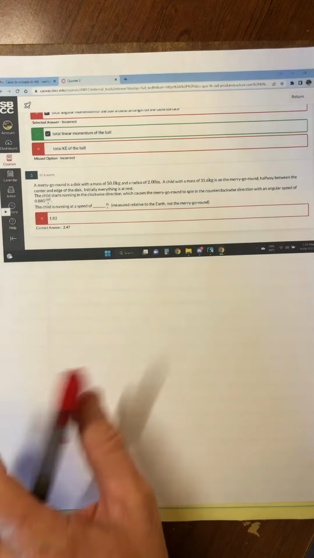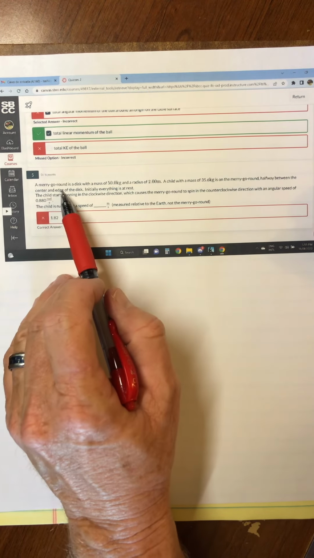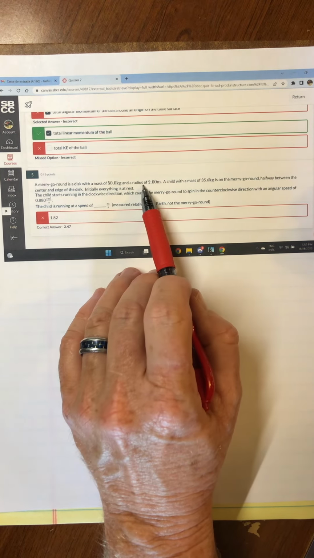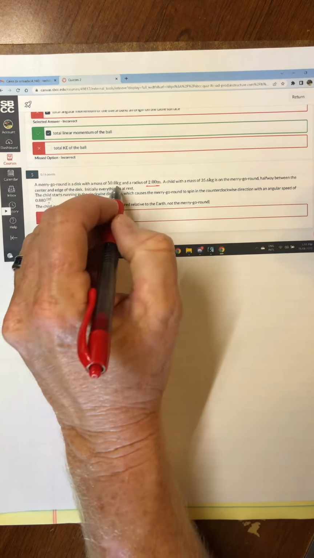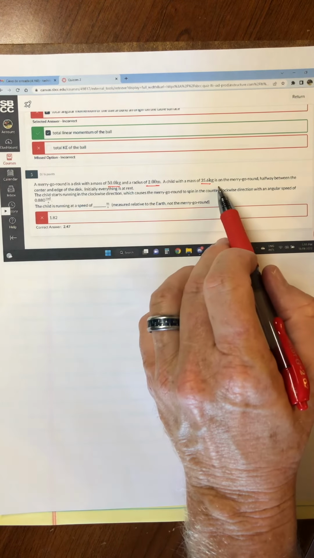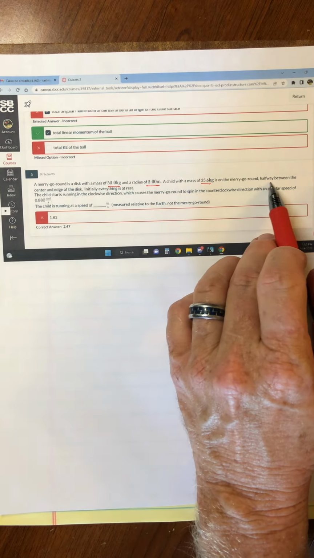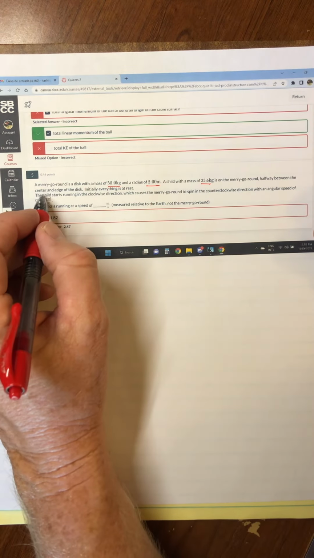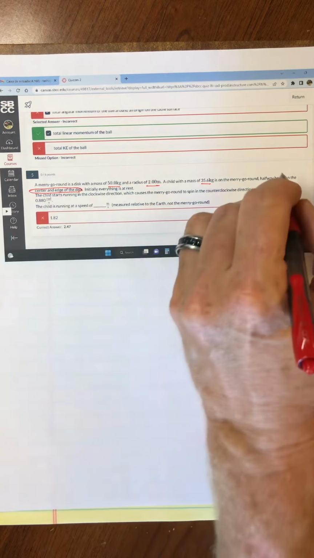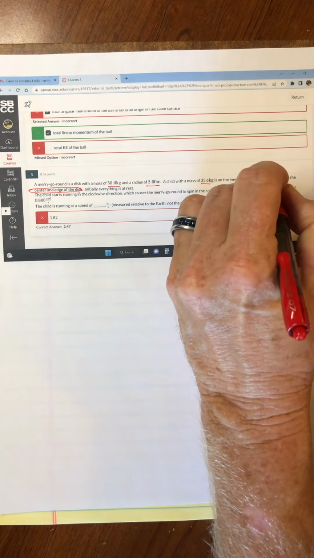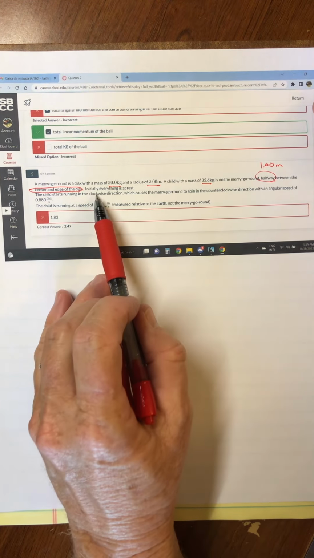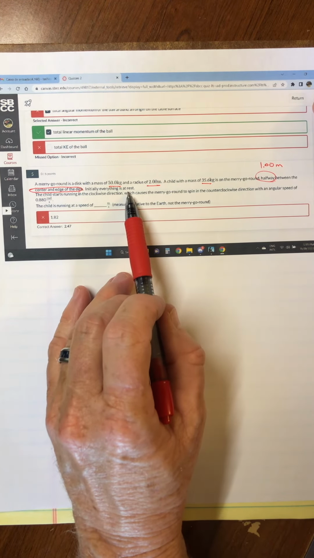Again, more rotation. Here we have a merry-go-round that is a disc with a mass of 50 kilograms and a radius of 2 meters. The child has a mass of 35.6 kilograms and is on the merry-go-round, halfway between the center and the edge of the disc. So keep that in mind. Halfway would be 1 meter away from the center and also 1 meter away from the rim. Initially, everything is at rest.